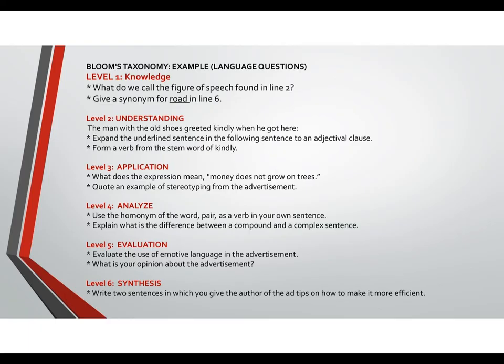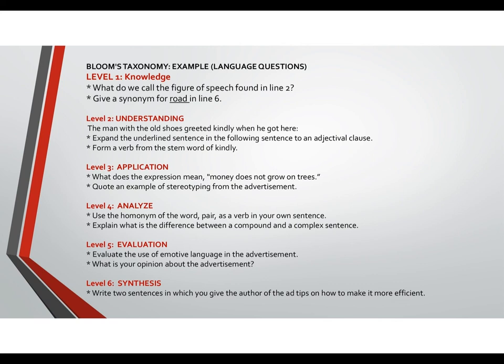Level 3, application. What does the expression mean, money does not grow on trees? Quote an example of stereotyping from the advertisement. Level 4, analyze. Use the homonym of the word pair as a verb in your own sentence. Explain what is the difference between a compound and a complex sentence. Level 5, evaluation. Evaluate the use of emotive language in the advertisement. What is your opinion about the advertisement?